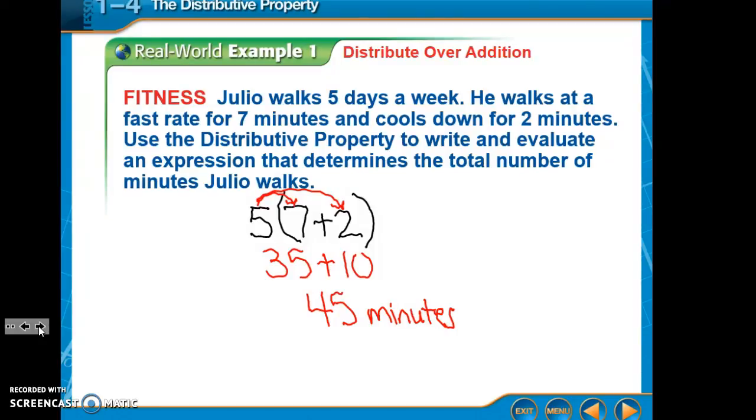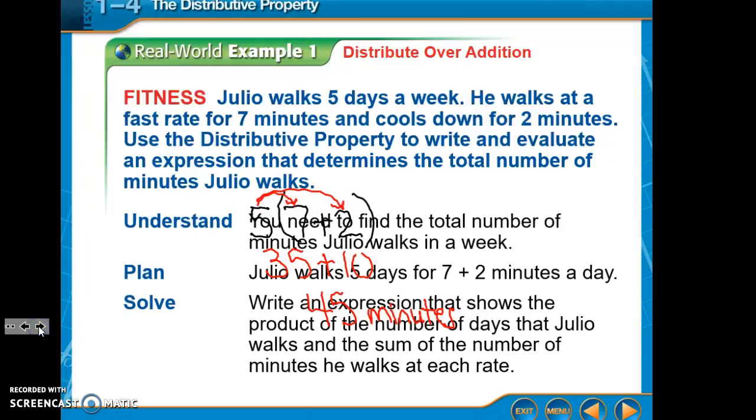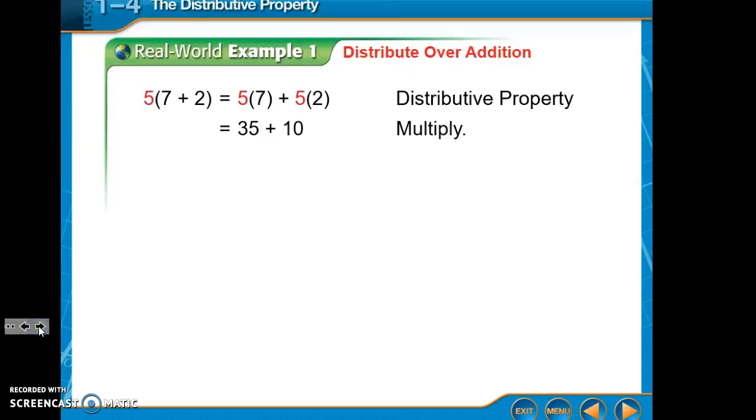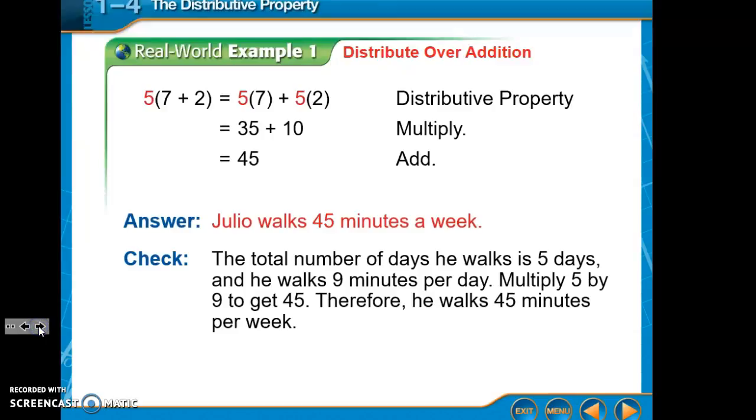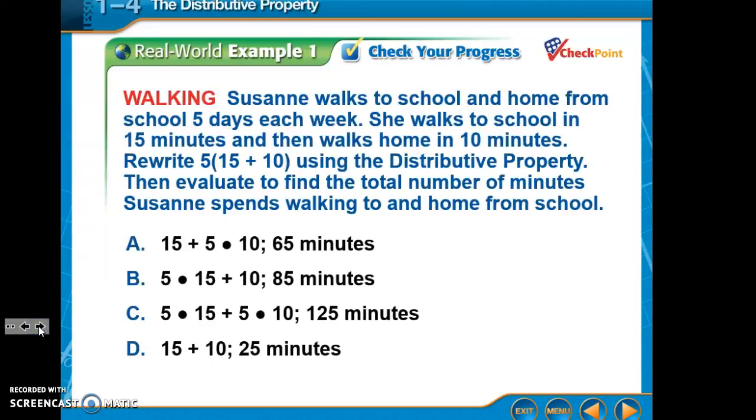Alright, questions on that one? Alright, now one for you, another example if you want. Alright, so now I want you to try this one. So C is the correct answer.